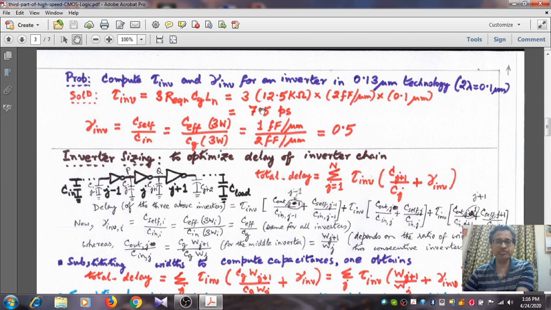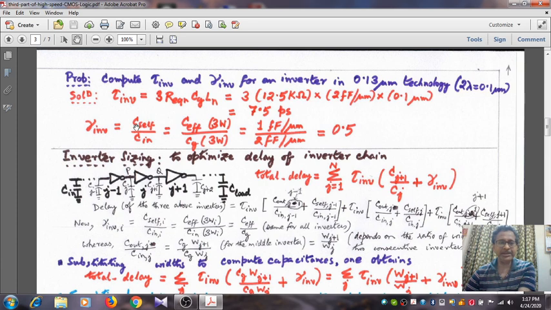Again, how does it come out to be 7.5 picosecond? 3 into 2, 6. 6 into 12.5, 75. 75 into 0.1, that is 7.5. And kilo means 10 to the power 3, femtofarad means 10 to the power minus 15. So 10 to the power 3 into 10 to the power minus 15 becomes 10 to the power minus 12, so picosecond. 7.5 picosecond. And this micrometer gets cancelled out. Very simple. And what is the gamma of the inverter?